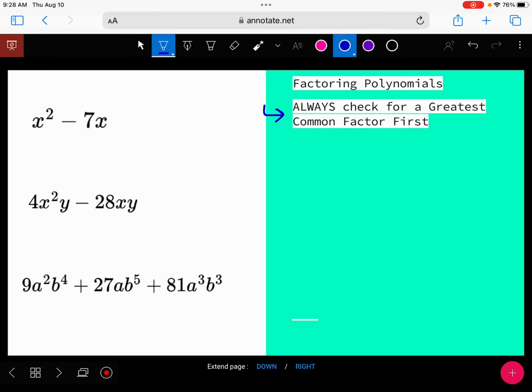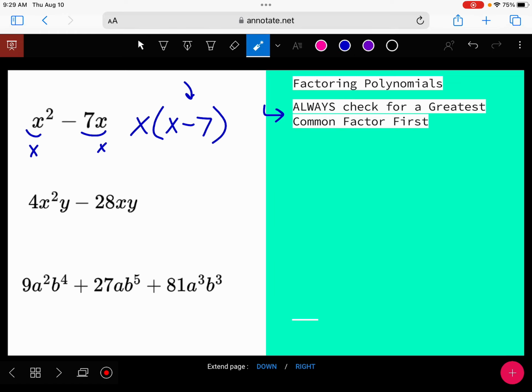Always, always, always check for a GCF when we're factoring. So on something like this one, x squared minus 7x, what is common between all the pieces? X. So the factored form of this is we take the x out, and what's left over? X minus 7. Because they both have x in common. When I divide each of these terms by x, we get x minus 7, right? We're looking for what's shared between all the pieces.